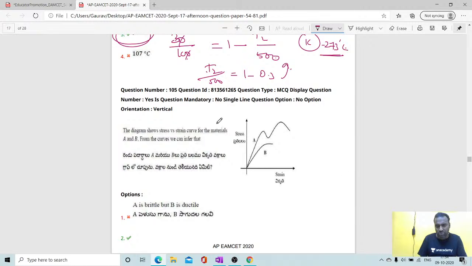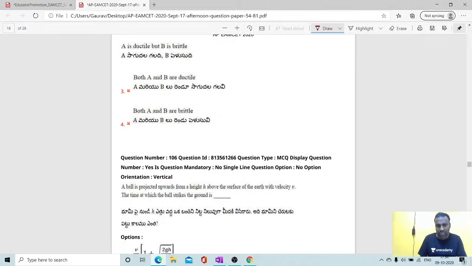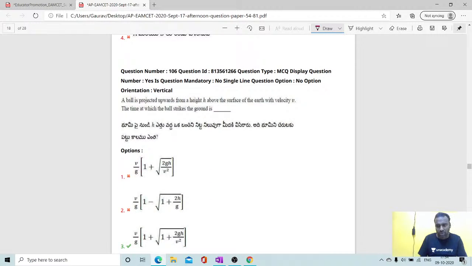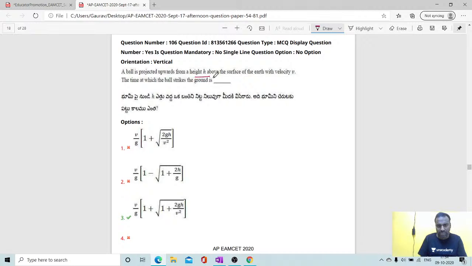It's a conceptual question, students. The diagram shows a stress versus strain curve for the material over here. So it's a conceptual question. A ball is projected upwards from a height h above the surface of the earth with a velocity v. Find the time at which the ball strikes the ground.